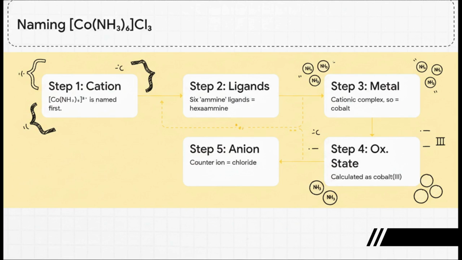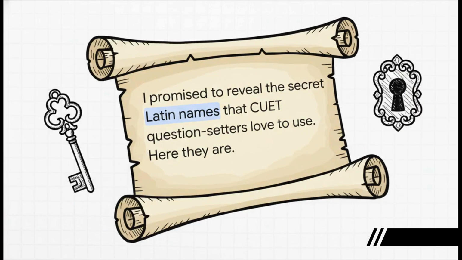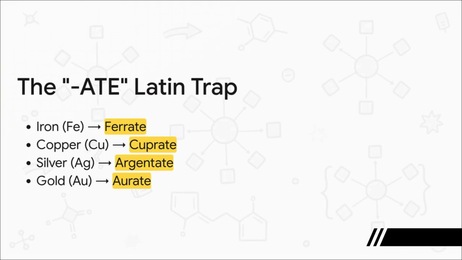Boom, done. Now, remember that promise I made at the beginning about those secret Latin names the examiners love to use? It's time to close that loop. This is it. You need to screenshot this. When these specific metals are in a negative complex, you don't just add -ate. They use their old Latin names. So iron isn't ironate, it's ferrate. Copper becomes cuprate. Silver is argentate, and gold is aurate. Knowing this short list is what separates the top 1%. This is a pro tip.